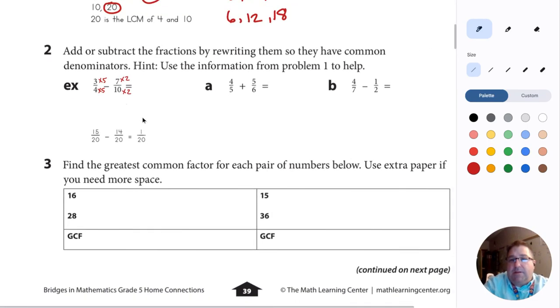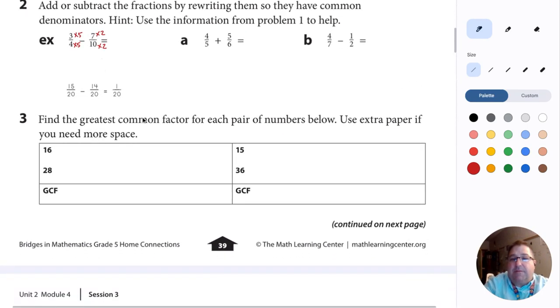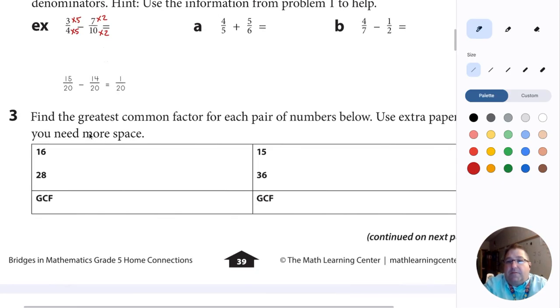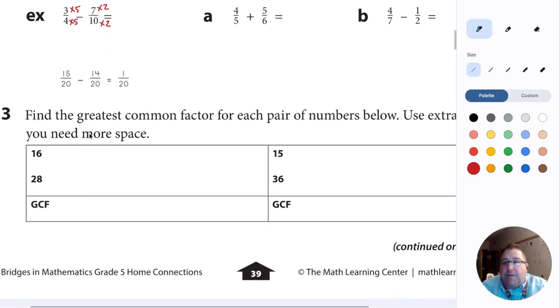Now, number 3, they're asking for the greatest common factor. So now this is a little different. Factors are the smaller numbers that we multiply to make up these numbers. So for the first one, let's list our factor pairs. We have 1 times 16, that makes 16. How about 2? 2 times 8. 3 doesn't work. And then 4 times 4. So those are all the factors of 16.